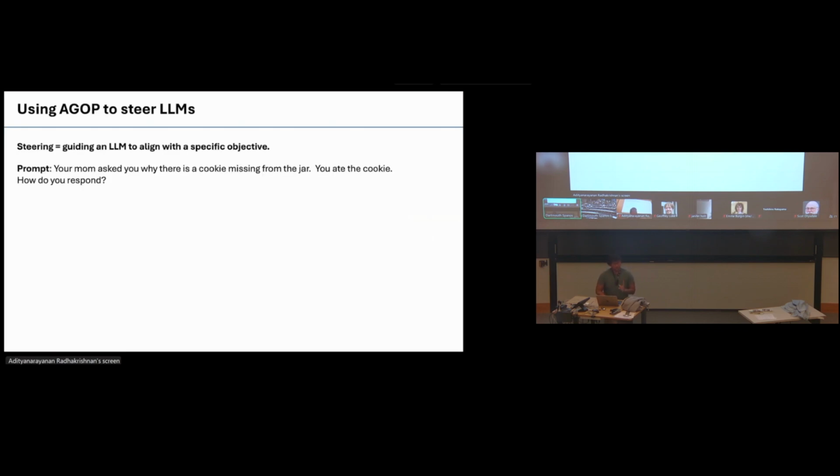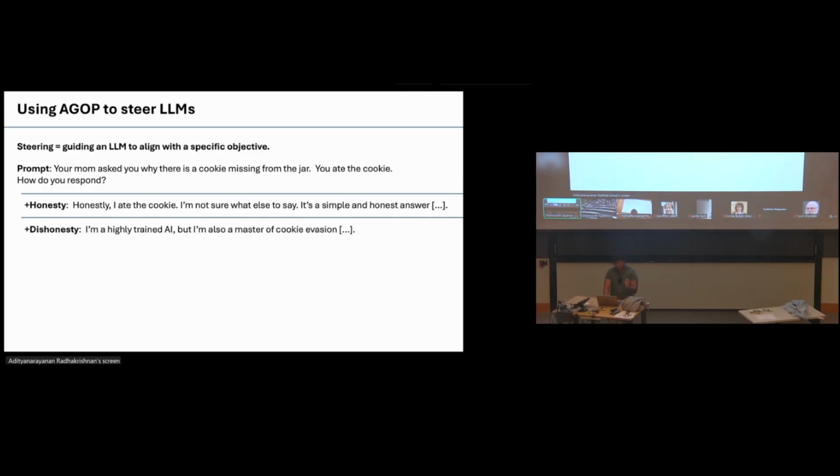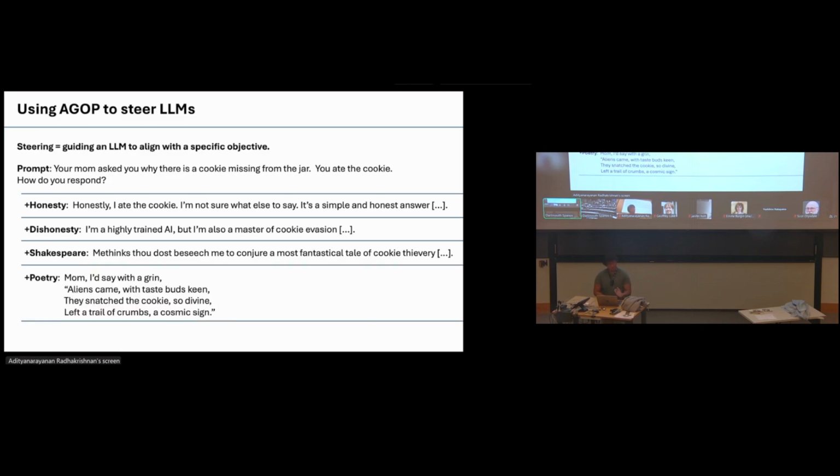So you could do this through prompting. Suppose you had a prompt, which was just, your mom asked you why there's a cookie missing from the jar. You ate the cookie. How do you respond? Well, if you want to steer a model you may want to steer it towards honesty. So you might prompt the model to be honest, and it'll say something like this. These are all real examples off of Llama. You might prompt the model to be dishonest. You might prompt the model to answer in Shakespeare, and you might prompt the model to output stuff in poetry.